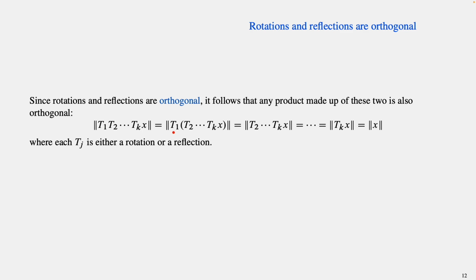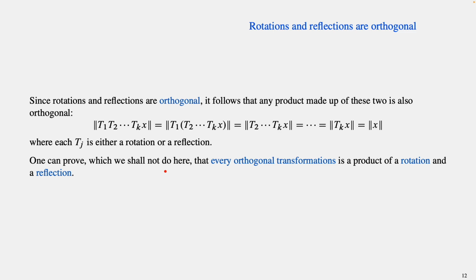Since T1 is orthogonal, this is the same as the norm of T2 times T3 through Tk times x. Now we can say since T2 is orthogonal, this is the same as the norm of T3 times through Tk times x, and so on, until we find it's the same as the norm of Tk times x, which, because Tk is also orthogonal, is the same as the norm of x.